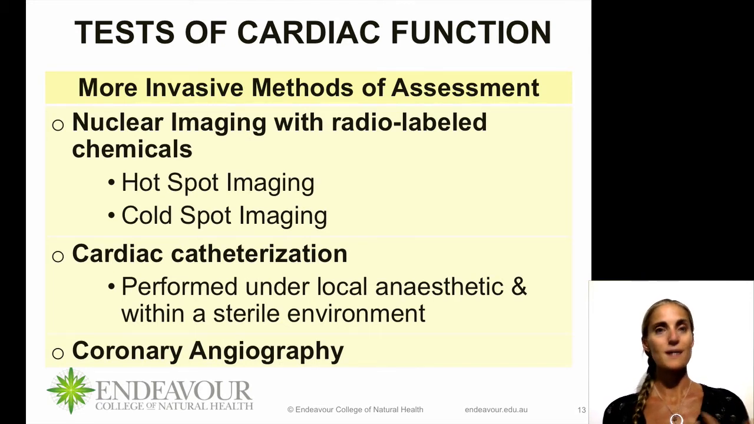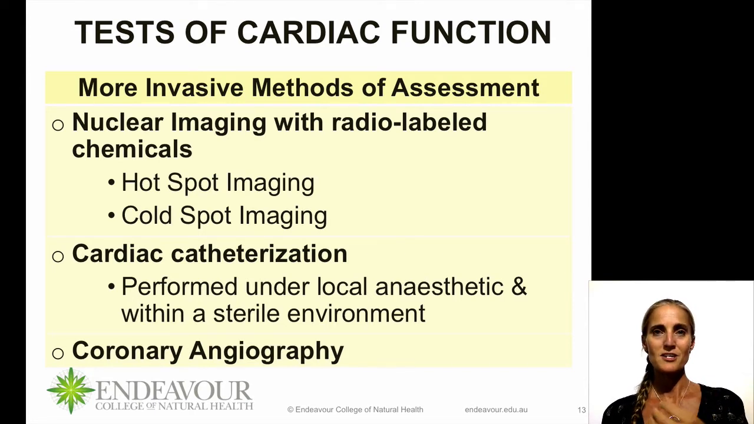Cardiac catheterization is performed under a local anaesthetic and within a sterile environment. This is when a catheter is introduced percutaneously, a term to explain when they access an internal organ via the skin through a needle. They use that method to get into the vasculature, and it's passed into the atrium and the ventricle. They can do a right heart study where they look at brachial and femoral veins, and they can also do a left heart study where the femoral artery is used. They do this first in the atria and then in the ventricles.